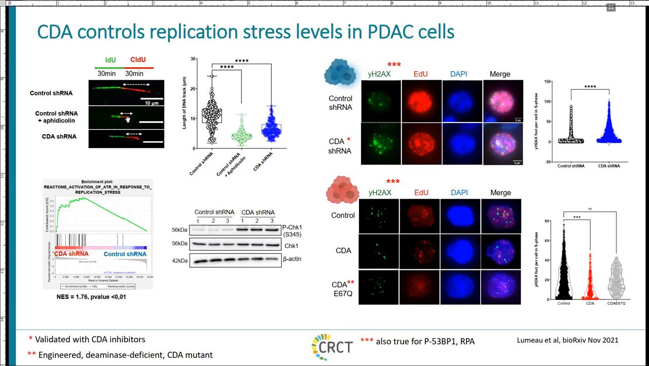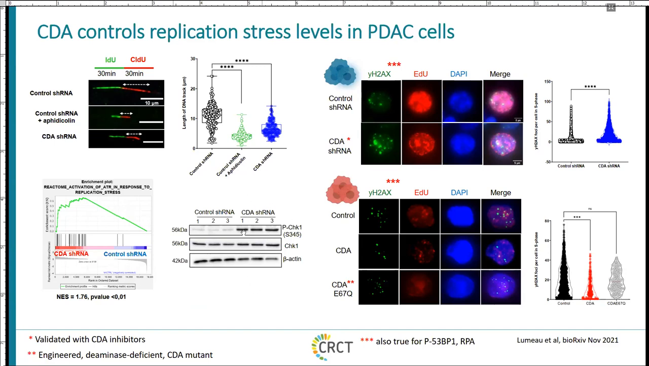If you go down to the bottom left, we performed RNA-seq from cells that were expressing shRNAs against CDA, and this was done with Muji, by the way. We could find that the depletion of CDA in those cells was associated with an enrichment of the signature of replication stress. This is something quite interesting too. We also found that CHK1 phosphorylation was high in the cells that were depleted for CDA, here in the Western blot.